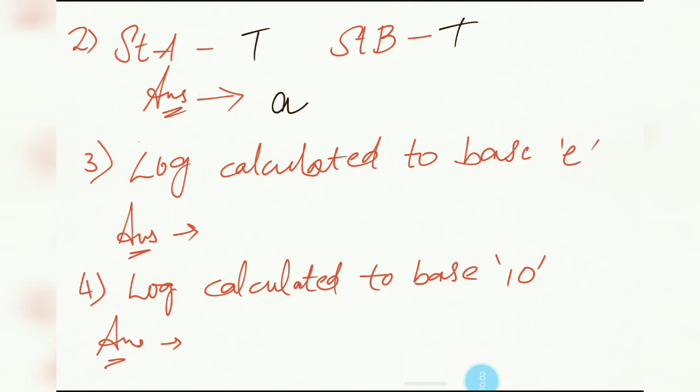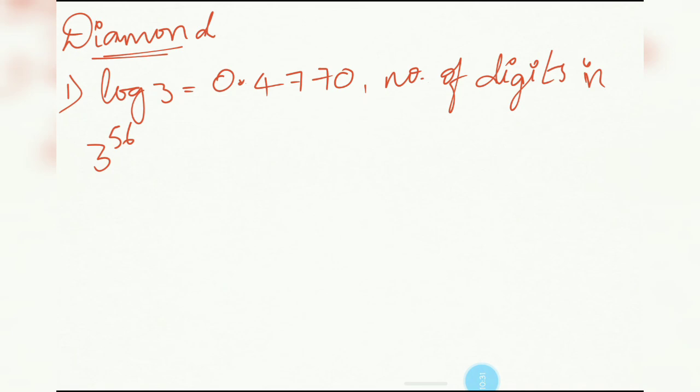Next, the third and fourth questions are the more-than-one-correct-answer type of questions. Third question: logarithms calculated to the base e are called natural logarithms and Neperian logarithms. It is there in the introduction. Next, fourth question: logarithms calculated to the base 10 are called common logarithms and Briggs logarithms. This is also there in the introduction part. Okay, let's move on to the diamond package now.